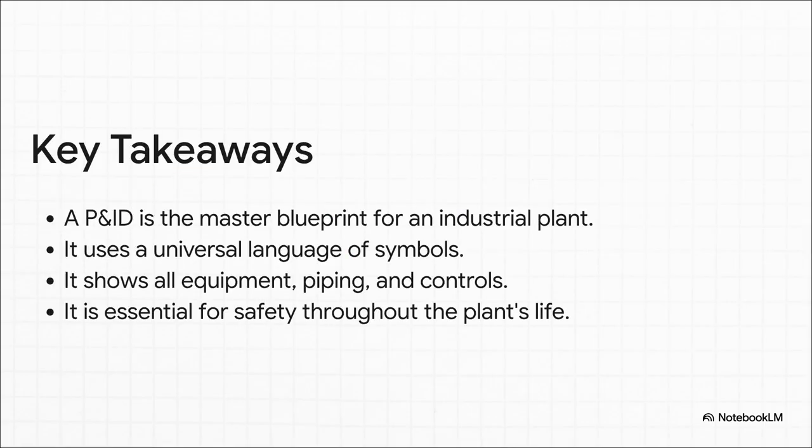So what are the big things to remember here? First, a P&ID is the master blueprint, the absolute source of truth for an industrial plant. Second, it uses a universal language of symbols that shows every single piece of equipment and how it's all connected. And finally, remember that it's not just a drawing. It's a critical, living tool for a plant's safety and efficiency, from day one all the way to the end.